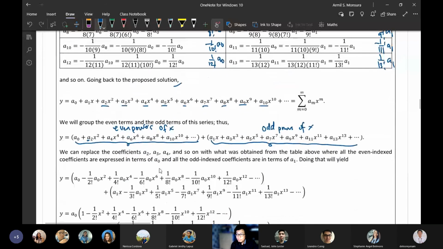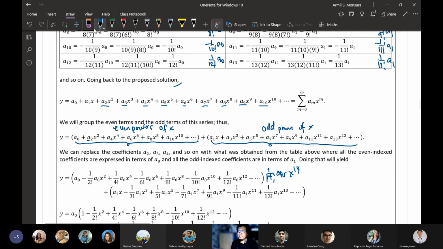Okay, that's A4. A6 is negative 1 over 6 factorial, A0. That's A6. A8 is positive 1 over 8 factorial times A0. A10 is negative 1 over 10 factorial times A0. The next is positive 1 over 12 factorial times A0, x raised to 12. The next is negative 1 over 14 factorial, A0 times x raised to 14, and so on.